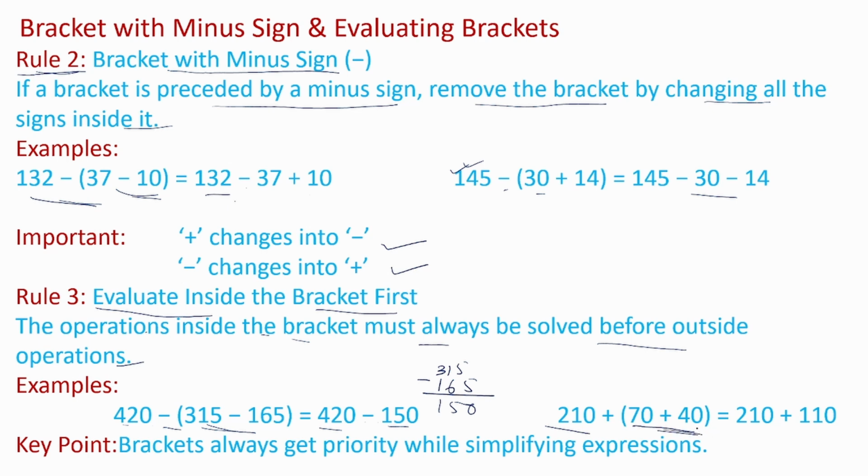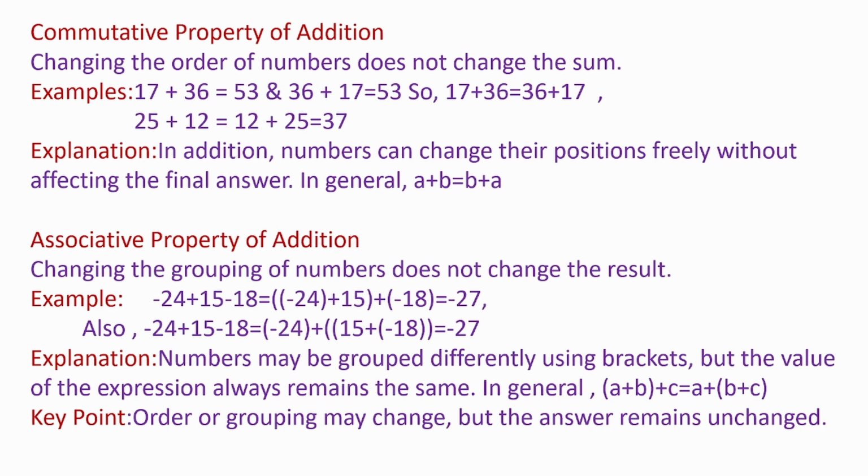First solve inside the bracket. 70 + 40 is 110. Brackets always get priority while simplifying expressions. Always remember brackets get first priority.